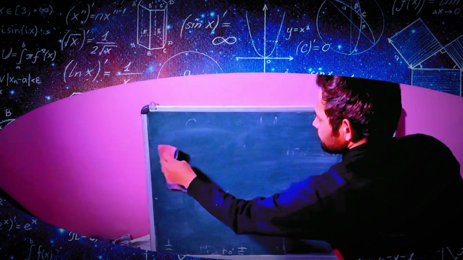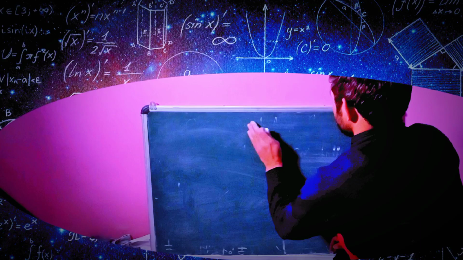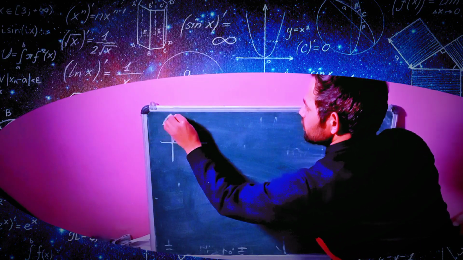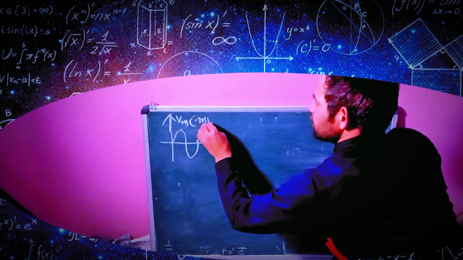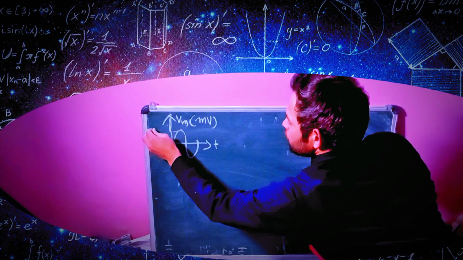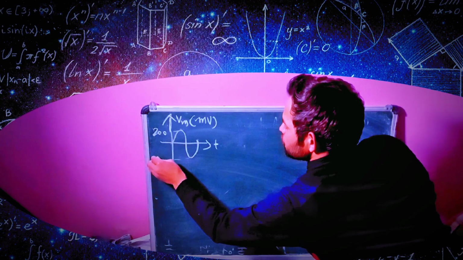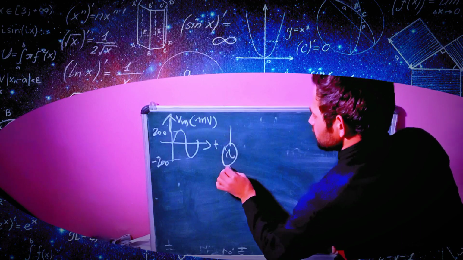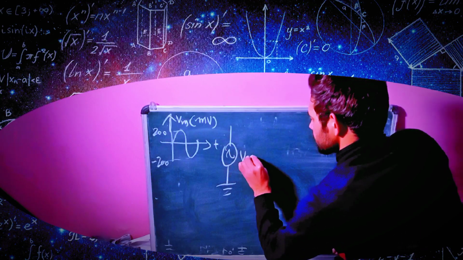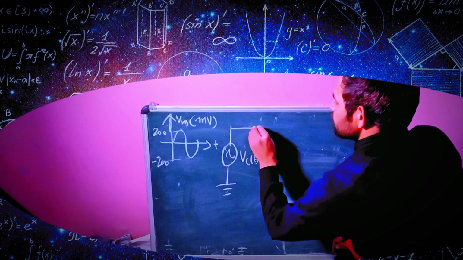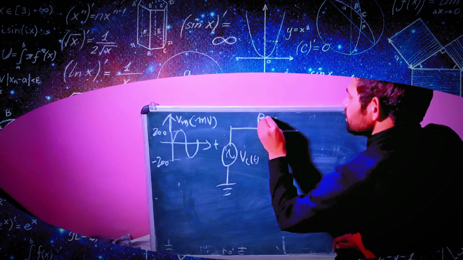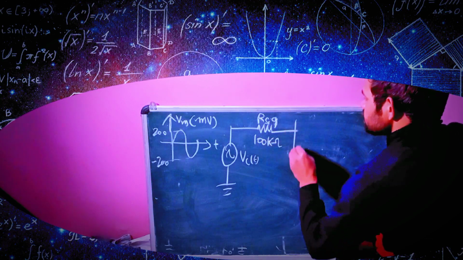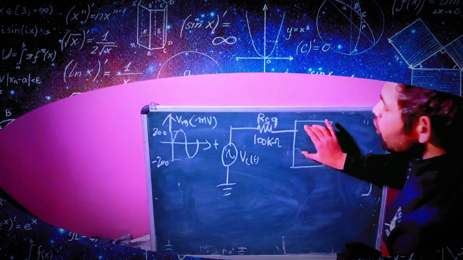If you see here, this is my input signal, Vin in millivolts, whose peak is 200 to minus 200 millivolt. I'm now connecting this signal Vi, whose source resistance Rsig is 100 kilo ohm, to a common collector amplifier.